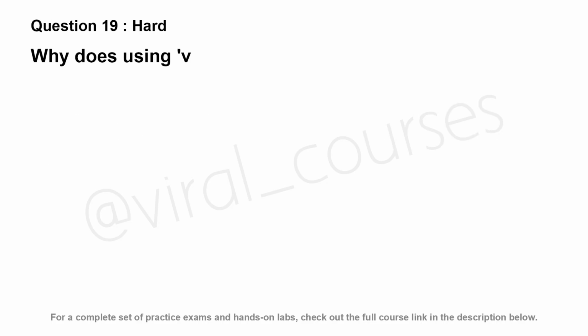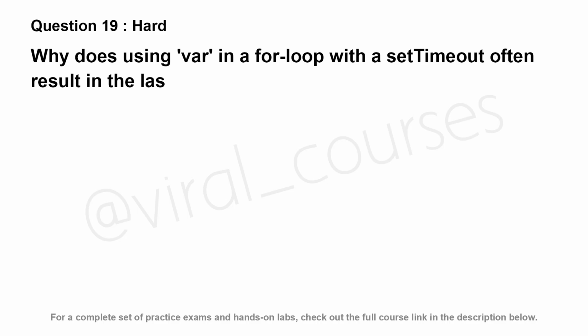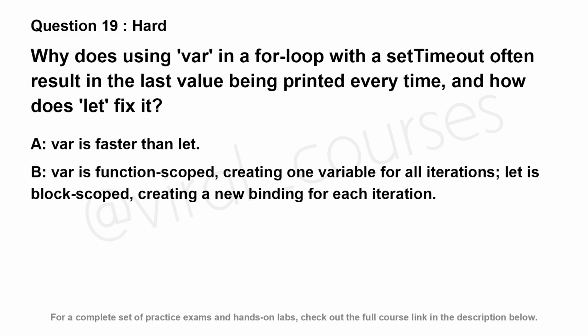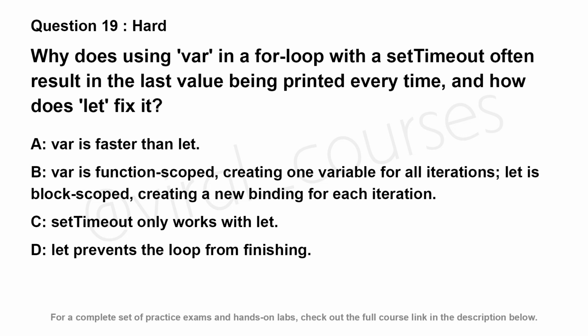Why does using var in a for loop with a setTimeout often result in the last value being printed every time? And how does let fix it? Option A. var is faster than let. Option B. var is function scoped, creating one variable for all iterations. let is block scoped, creating a new binding for each iteration. Option C. setTimeout only works with let. Option D. let prevents the loop from finishing.